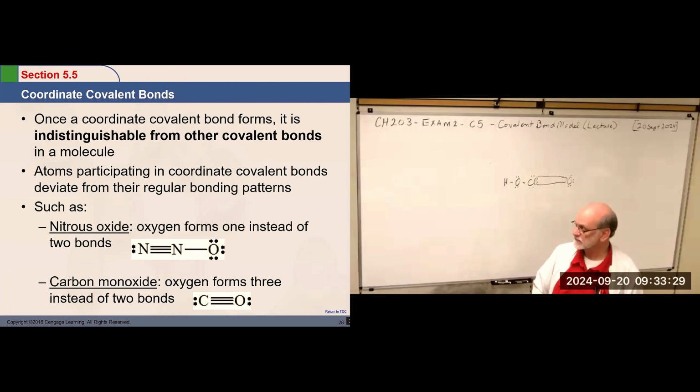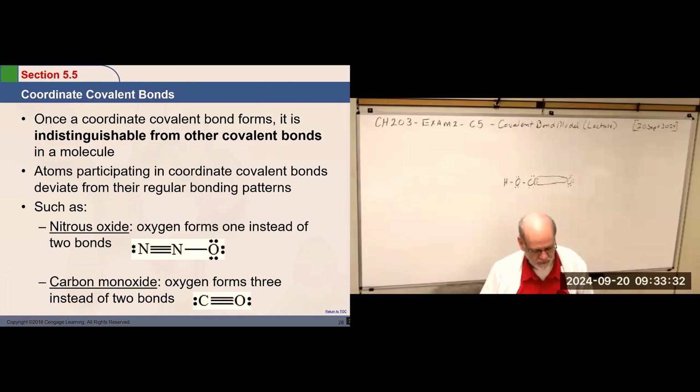Nitrous oxide, right, laughing gas, N2O. We add an oxygen to a nitrogen molecule, a diatomic nitrogen molecule. Add an oxygen. That had to be a coordinate covalent bond. That's the only way you can justify the reaction. Carbon monoxide. In this case, oxygen forms, I'm not sure how they got that one to do coordinate covalent. Because carbon only forms 3 bonds here. Oxygen forms 3. So oxygen went up, carbon went down.